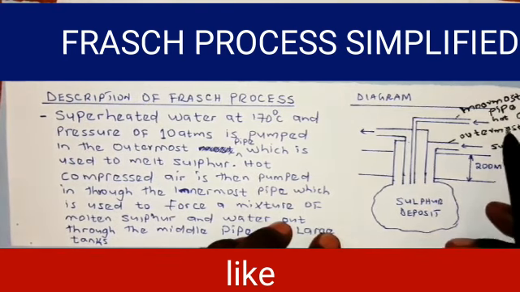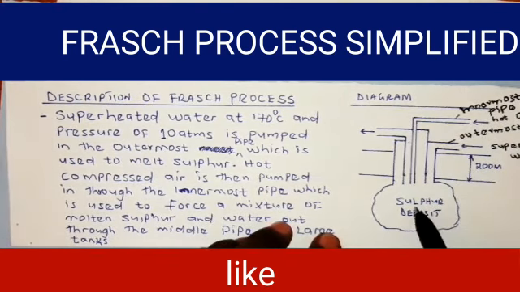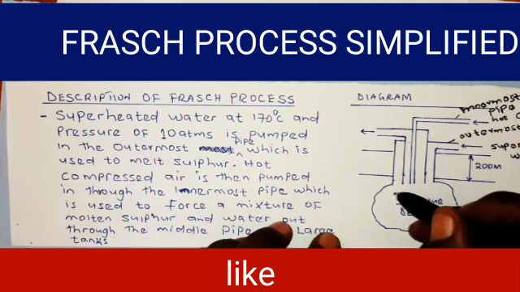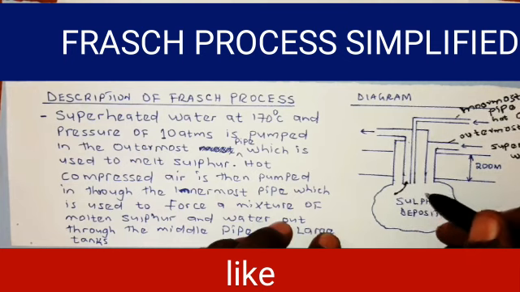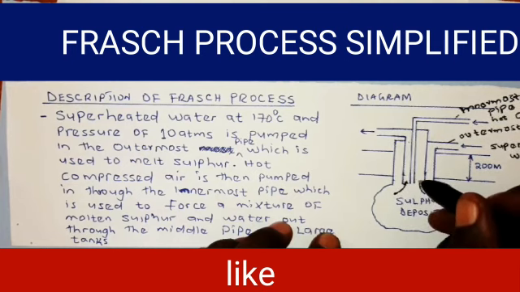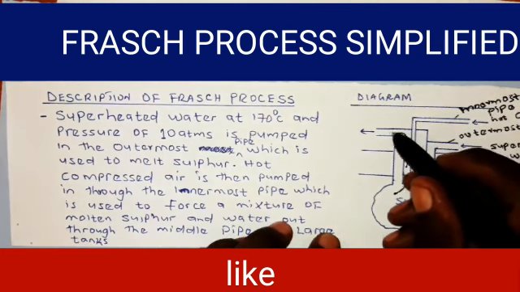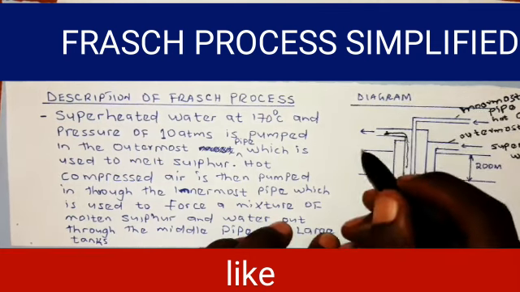Now, the hot compressed air, when it's pumped in, first of all forms a froth, which consists of a mixture of molten sulfur and water. Then, after the froth has been formed, the mixture is forced out through the middle pipe, out into large tanks.